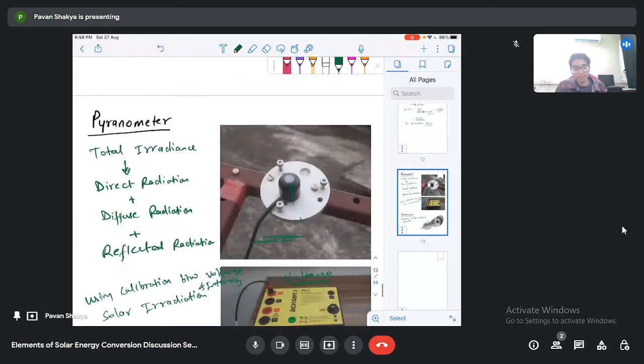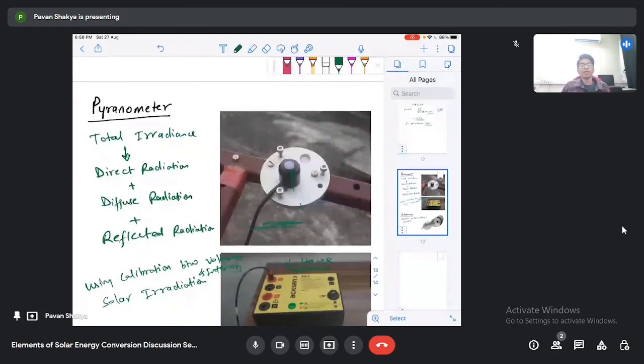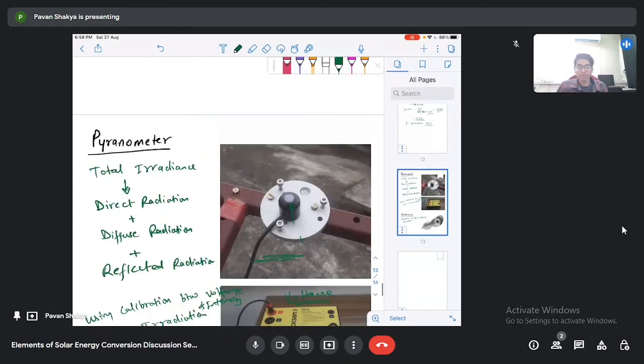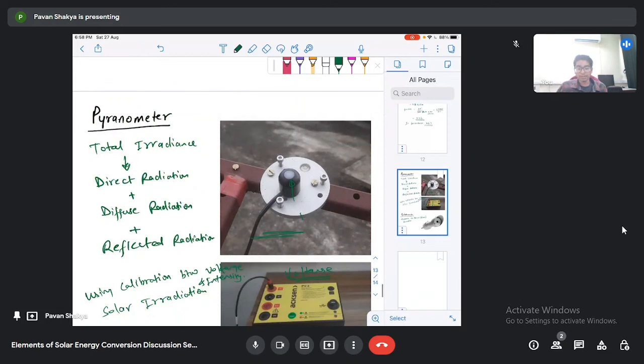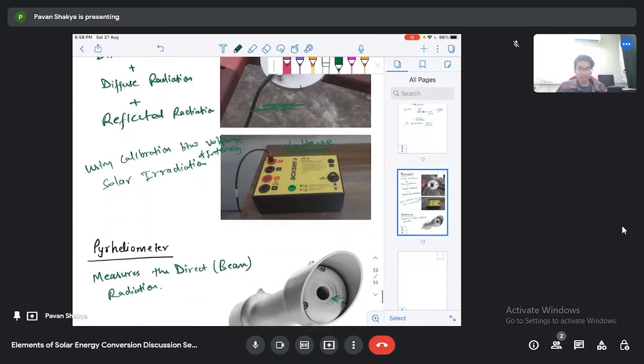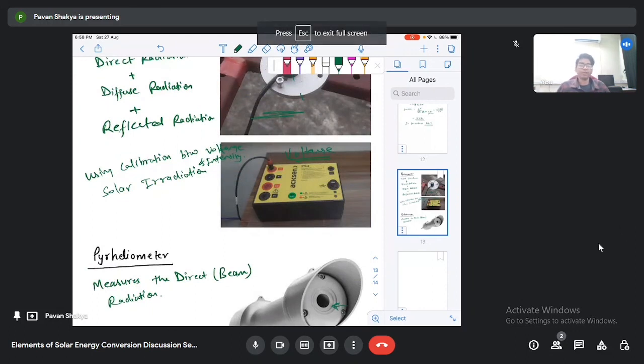So that's all for today. I have covered all types of problems that you will see in the shaded topic. Then I have tried to explain some instruments that are used to measure the radiation. That's all for today.